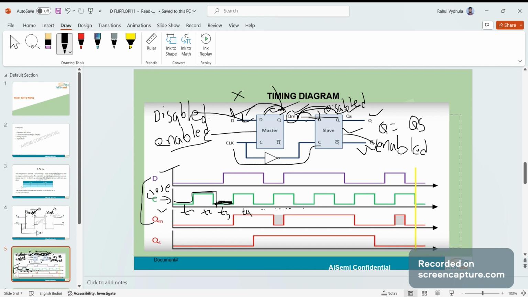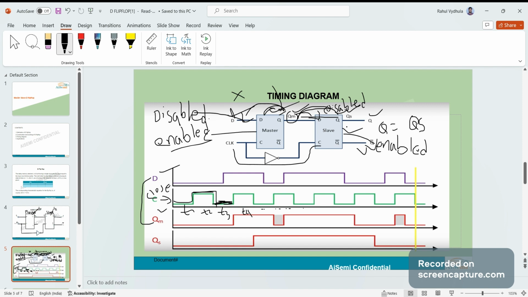Even for the D input, the master D latch changes, but QM won't change. This master D will change, but QM won't change. In this condition, it does not change. Then the QS value also does not change any further. This QM value does not change, right? Then the QS, this is QS, it is also not changing. Why? Because the master is disabled and the slave is in enabled condition.